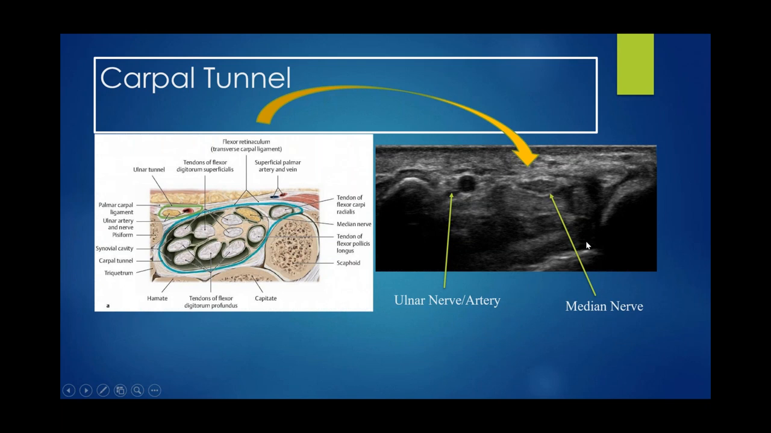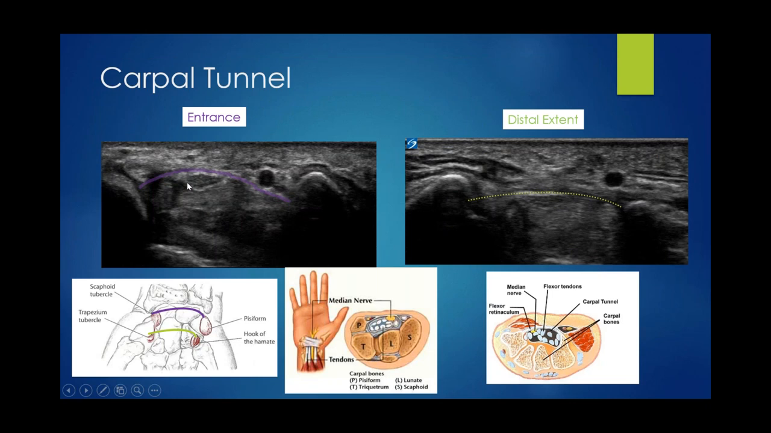So here's a sonographic image. The purple line here denotes the transverse carpal ligament. Here is the median nerve here in the center. The distal extent of the tunnel is the tubercle of the trapezium and the hook of the hamate. The dotted green line here is the rough location of the distal transverse carpal ligament. The distal aspect of the ligament is much thicker than it is volarly.